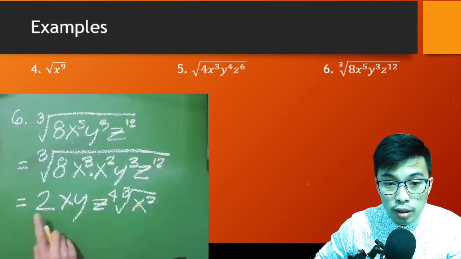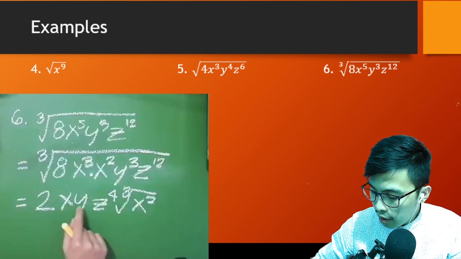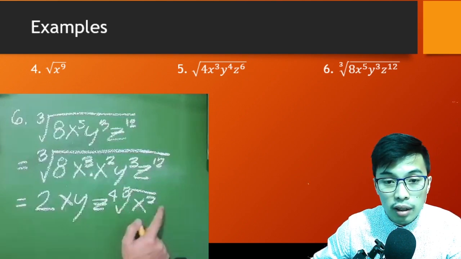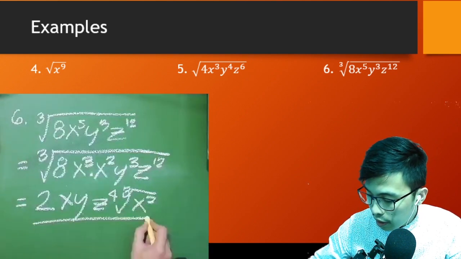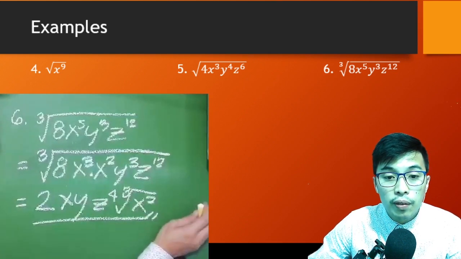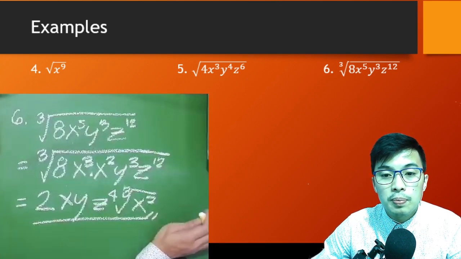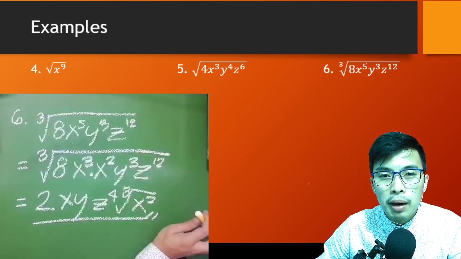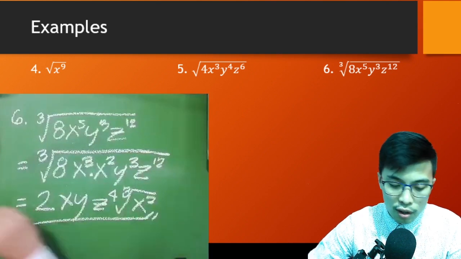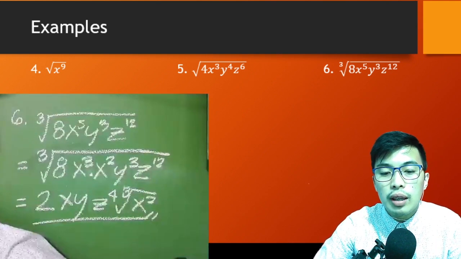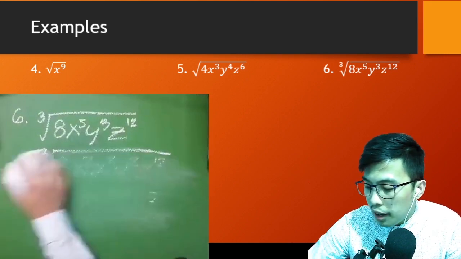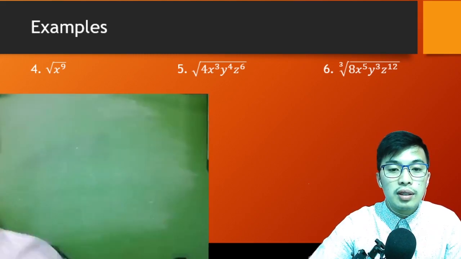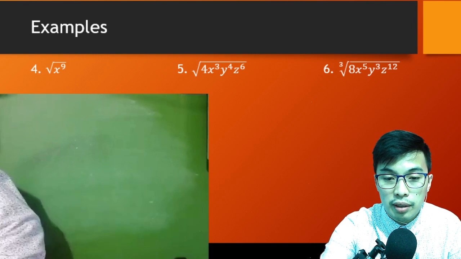Okay, so how do we read this? 2 times x times y times z raised to the power of 4 times cube root of x raised to the power of 2. So this is already the simplified form of this. Okay? So I hope na nakuha natin itong first property, which is the multiplication property of radicals. Okay? So I'll just erase this and then we move on to the next property, which is the division property of radicals.